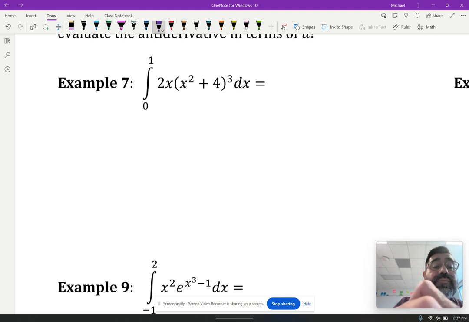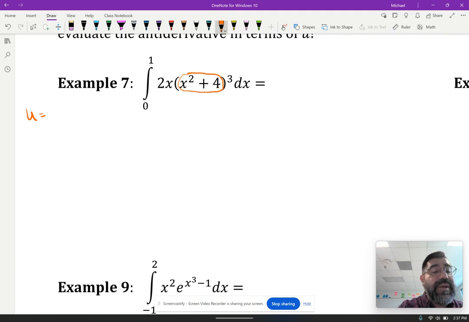Okay, so let's do step 1. What is my u equation? My u equation, I think, could be x squared plus 4. I say that because that's the only inside function that I notice. Knowing that, can I find du? Well, du is the derivative of x squared plus 4, and that would be 2x dx.